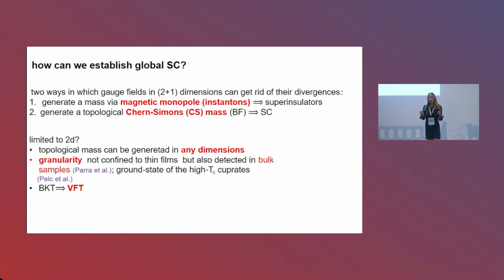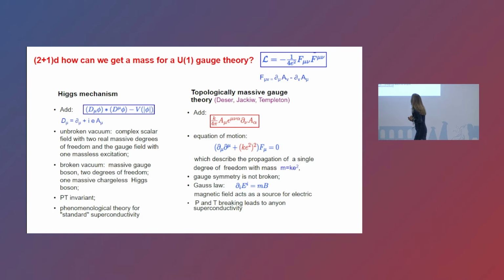And what I will show you is that, in fact, what we can have is a generalization of the Berezinskii-Kosterlitz-Thouless transition to any dimension, and in particular, in 3 dimensions, this transition will become what is called the Vogel-Fulcher-Tammann transition. So what I said for films in 2 dimensions can be extended to any dimension, in particular to 3+1 dimensions. Now, okay, this is the take-home message.